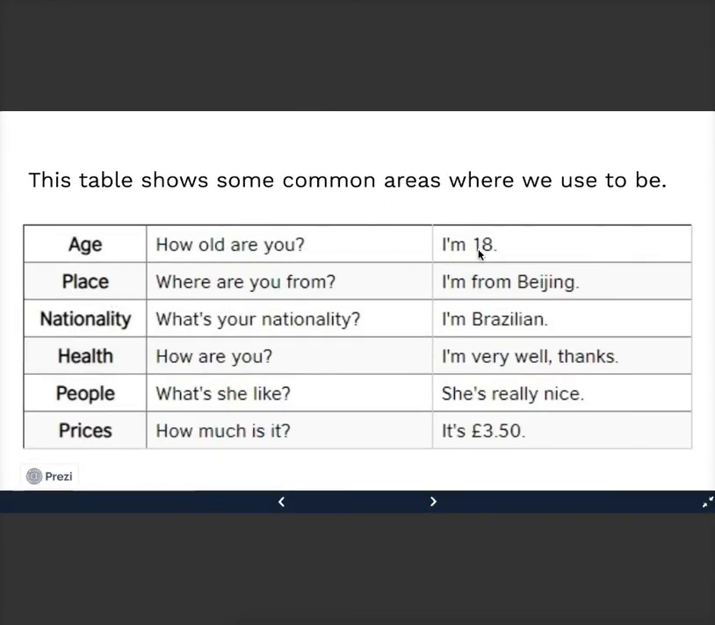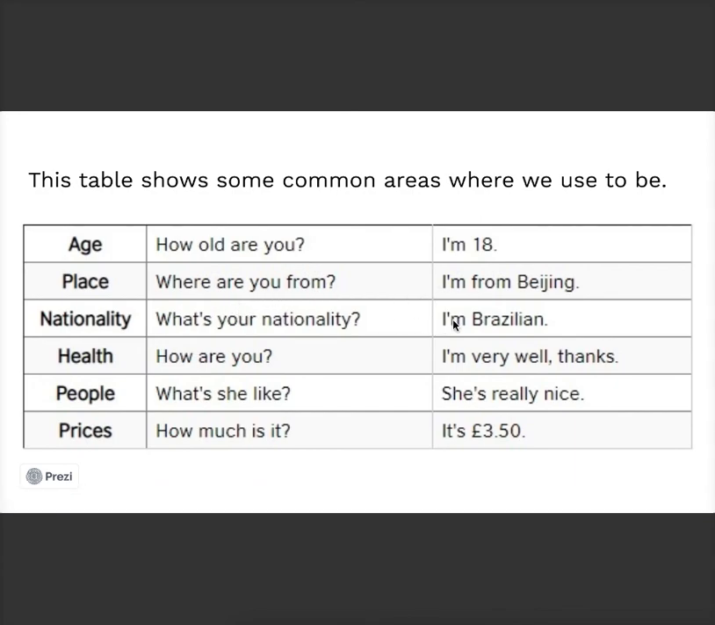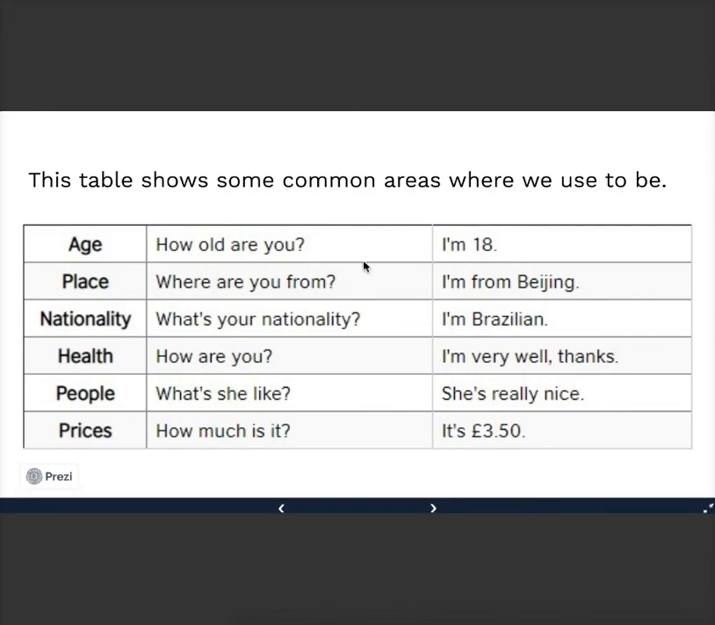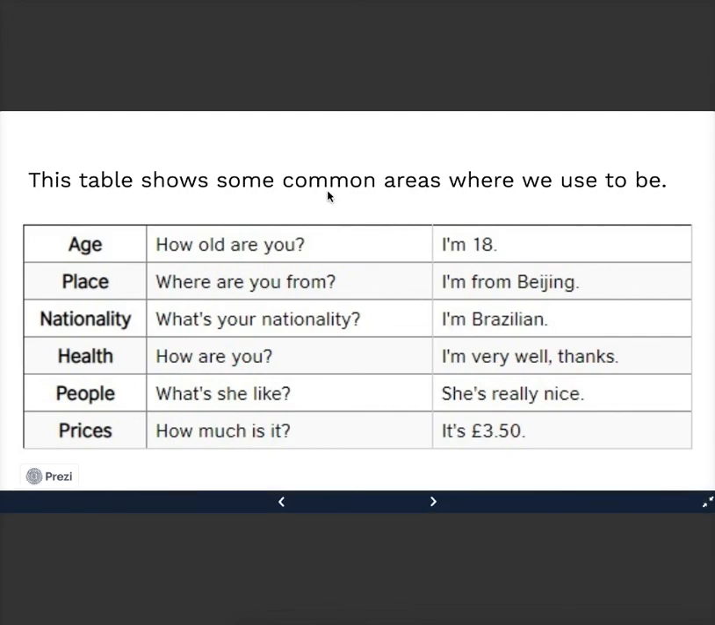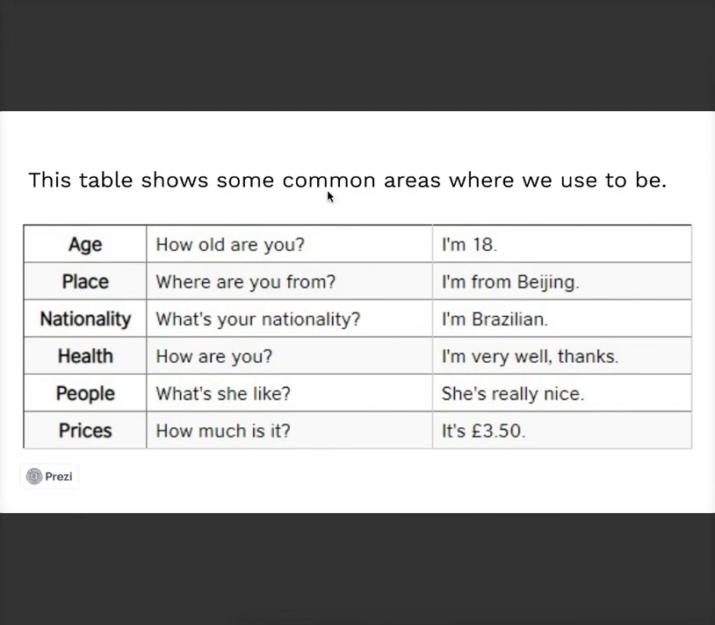For age, I am 18. Place where you live, where are you from? I am from Beijing. Si se dan cuenta, estamos usando el verbo to be para hablar de cosas generales, estados generales, casi que permanentes. Nationality, I am Brazilian, I am Colombian. How are you? I'm fine, I'm very well, thanks. General states. Questions up to this point?